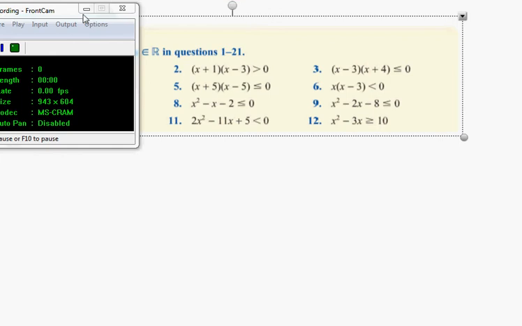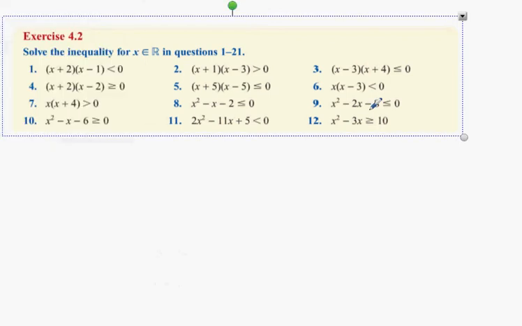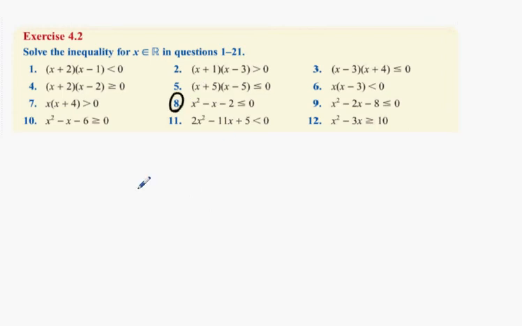So guys, what we have here is a function, okay? I'll start off with question 8. Have you seen question 8? It's x squared minus x minus 2 less than or equal to 0. If you were to draw this function out, what does it look like?